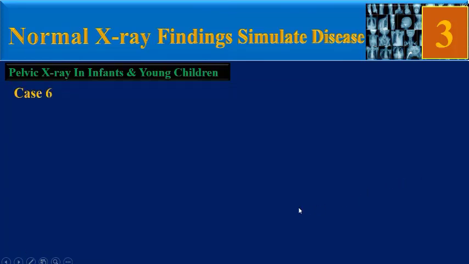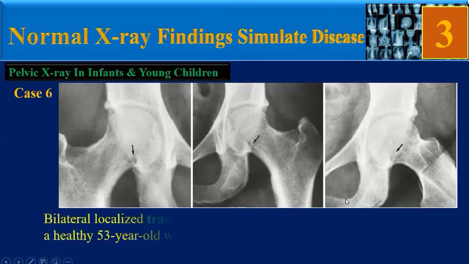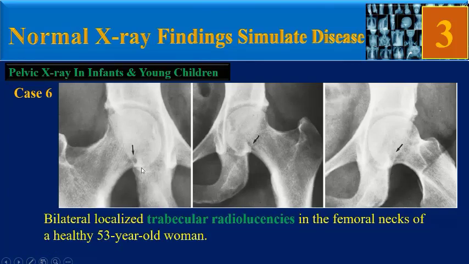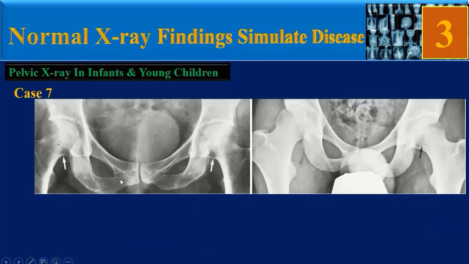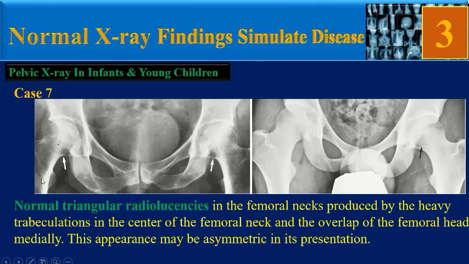Case 6. You can see here bilateral localized trabecular radiolucencies in the femoral necks of a healthy 53-year-old woman. Case 7. In these AP views, we can see normal triangular radiolucencies in the femoral necks produced by the heavy trabeculation in the center of the femoral neck and the overlap of the femoral head medially.